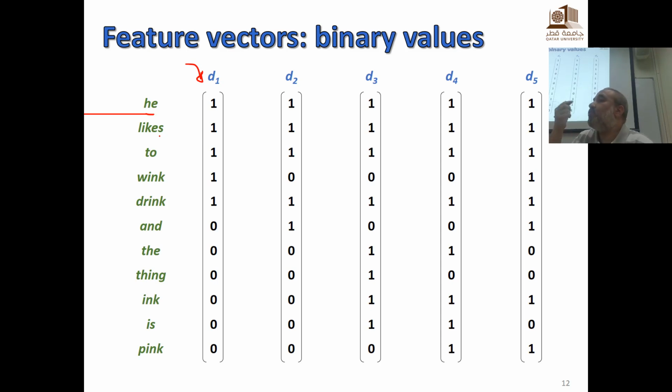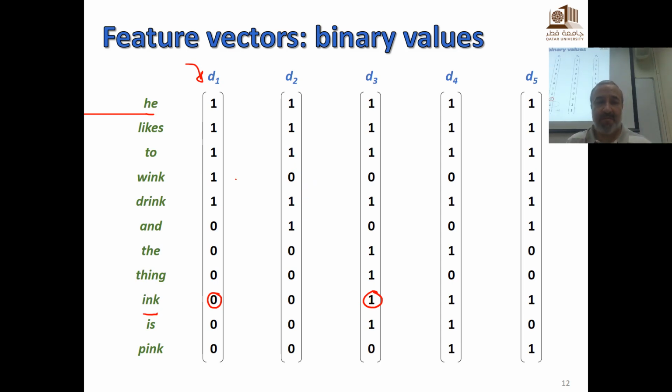Now the next question is what should be the value of the feature? So the word, for example here, ink, it didn't appear in D1. Still it's a feature in D1, by the way, but the value of it is 0 because it didn't appear in D1. It appeared in D3, so the value of it is 1.